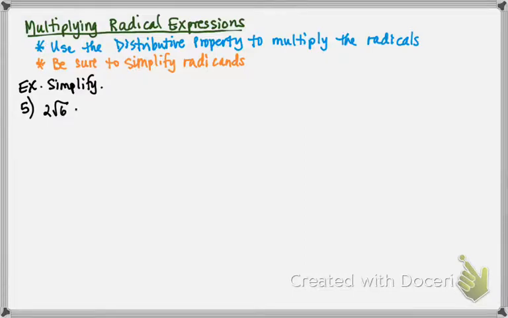So we have 2 radical 6 times 7 radical 3. So again, we're going to multiply coefficient with coefficient. And then we're going to multiply radicand with radicand. And then we're going to try to simplify, looking for perfect square factors. So that's going to give me 14 times 3 radical 2, which is going to give me 42 radical 2.